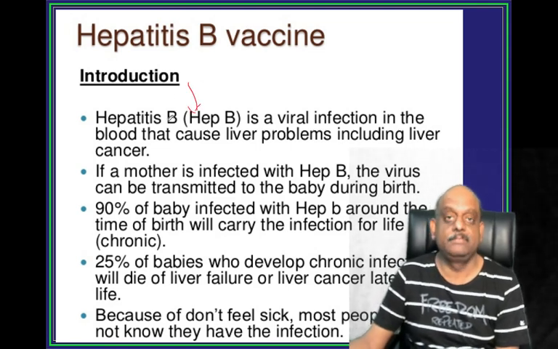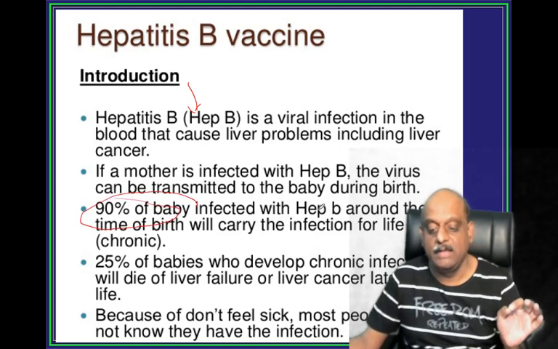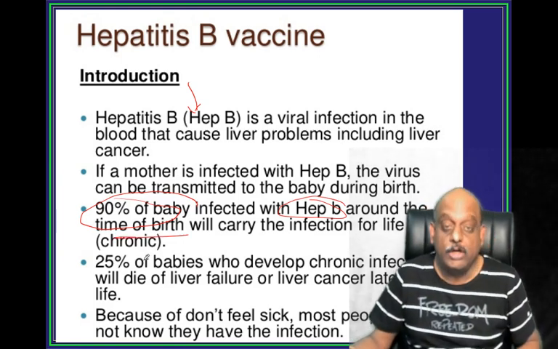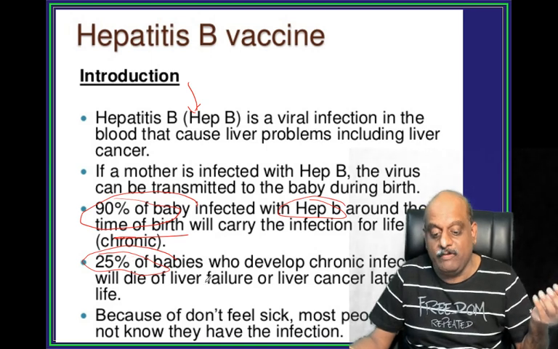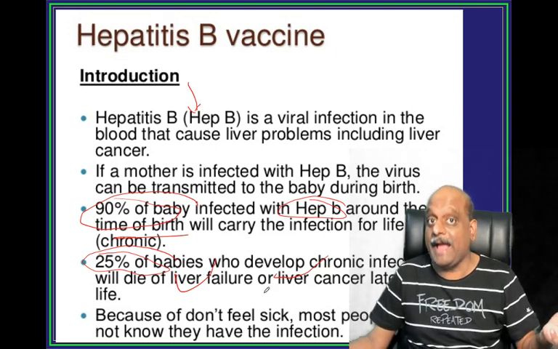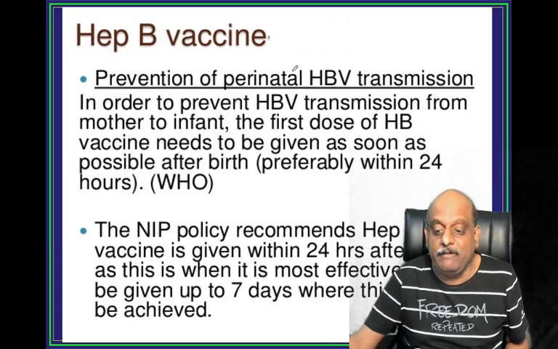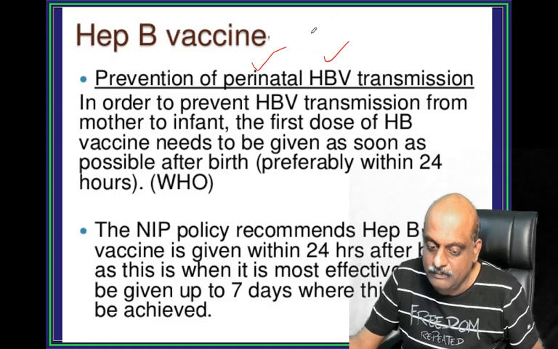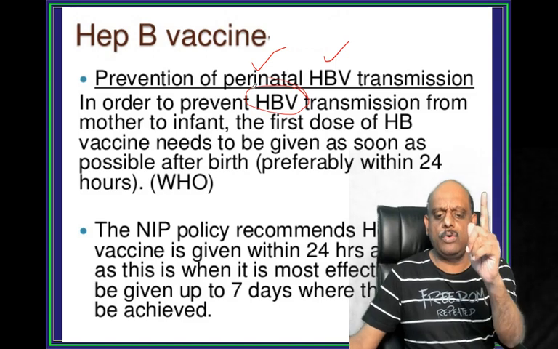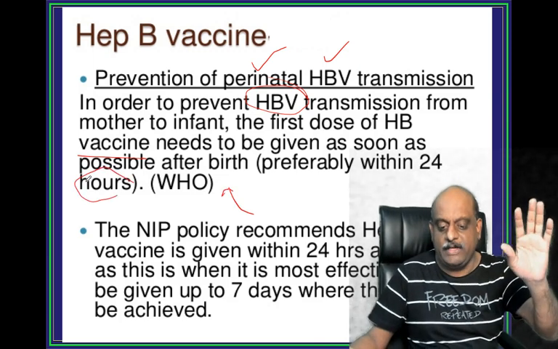Now, hepatitis B. 90% of the babies infected with Hep B around the time of birth will become chronic. 25% of the babies who develop chronic infection will die due to liver failure or liver cancer. Lot of people who have hepatitis B don't know that they have it because they don't feel sick. So how do you prevent perinatal HBV transmission? In order to prevent HBV transmission from mother to infant, the first dose of the vaccine needs to be given as soon as possible after birth, preferably within 24 hours.